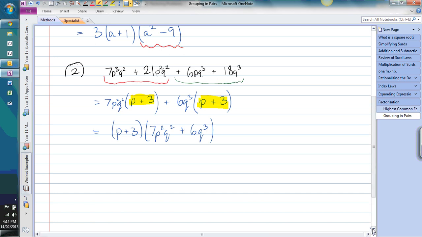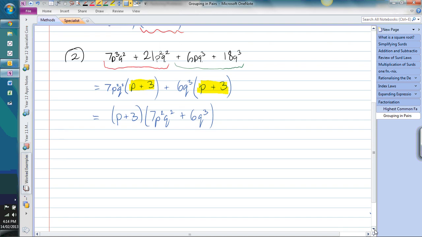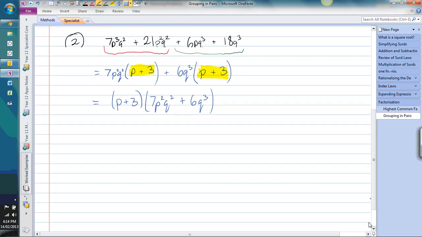Now, it's not the end of the world. I don't have to redo the whole question. It just makes it a little bit trickier at the end if you forget to do that factorizing. What I need to do is I'm going to just rewrite that p plus 3. I'm going to leave that unchanged for the moment. I'm going to have to do a highest common factor on this bracket. Looking here, there's actually a q squared in both terms, so I can pull that q squared out the front.